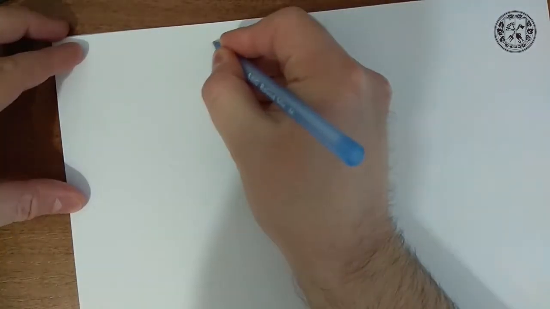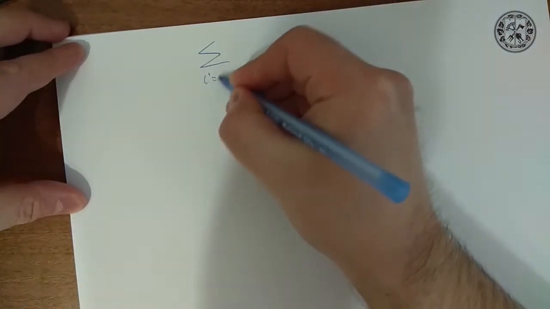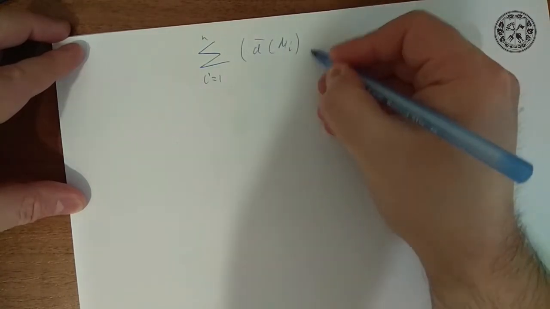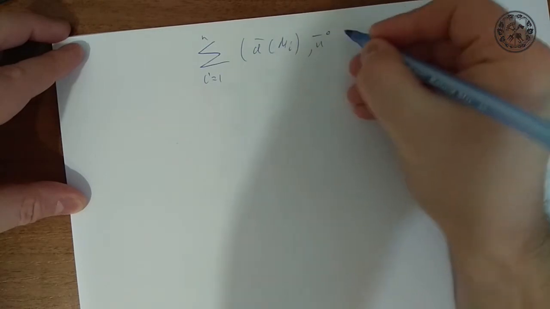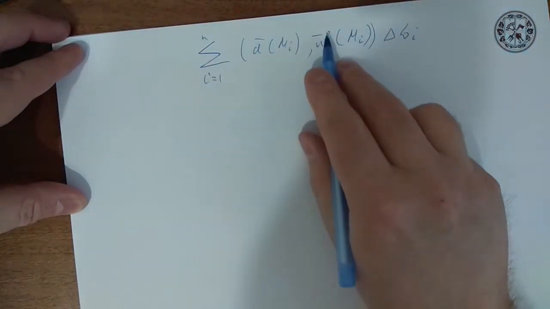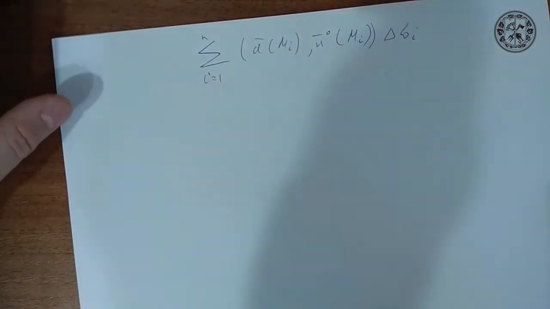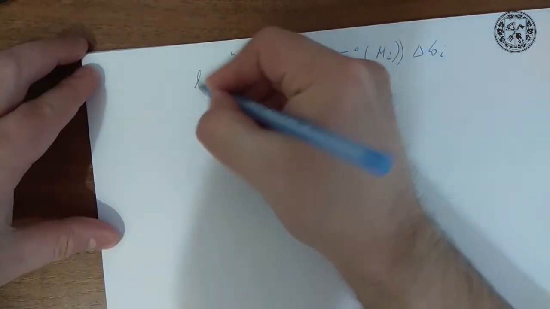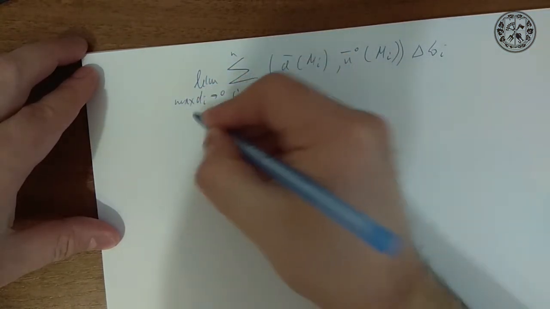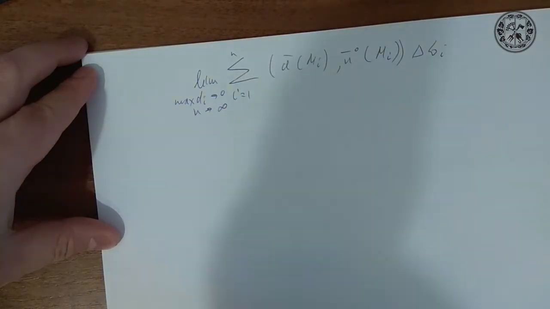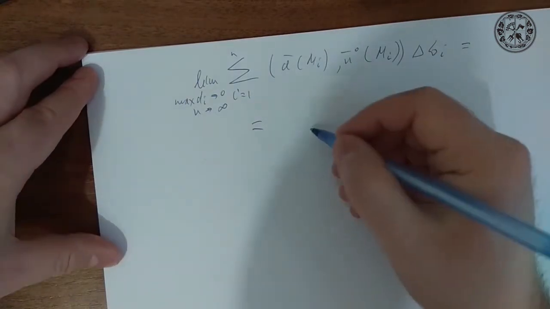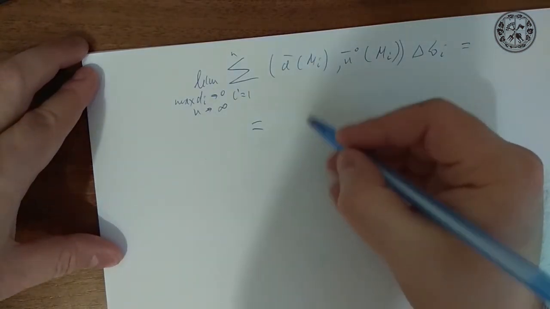Now, if we take this sum, i from 1 to n, A of M i by n0 of M i, delta sigma i, where n0 at M i is the normal vector at M i, and we take the limit where max d i tends to 0 and n tends to infinity, we call this element surface integral of second kind.